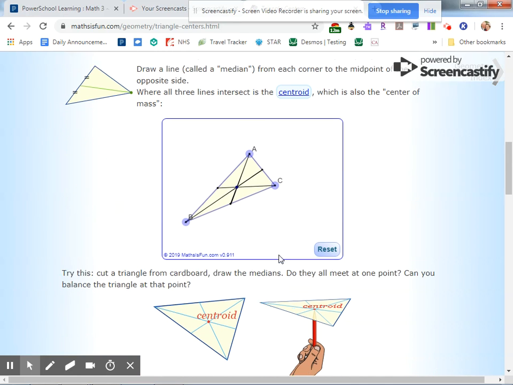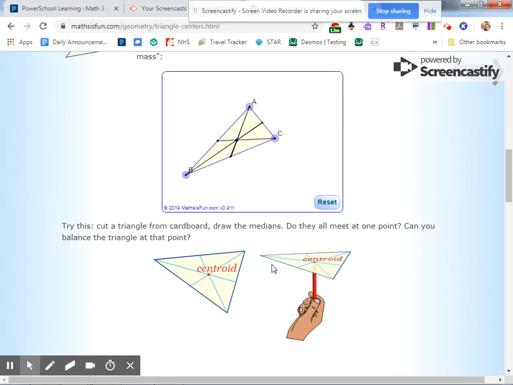A special thing about the centroid is that it's called the balancing point. So that's what this illustration right here is showing. If you were to actually make a cardboard diagram of this triangle and mark the centroid, you should be able to balance that triangle on that point. It doesn't matter what size your triangle is, your centroid will be in slightly different places, but that is what we call the balancing point of the triangle.